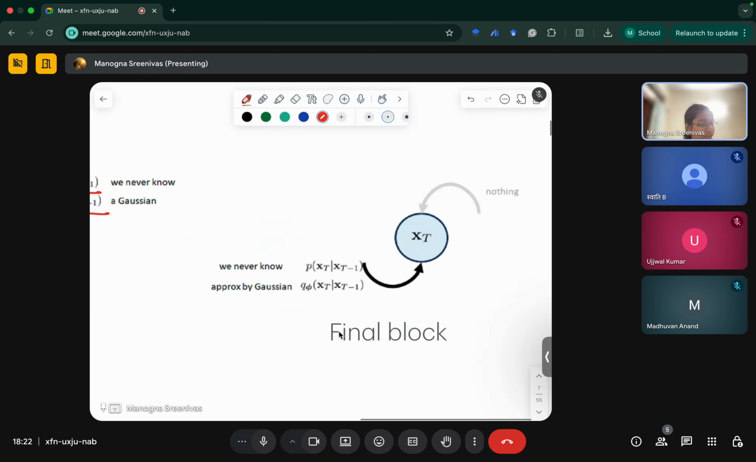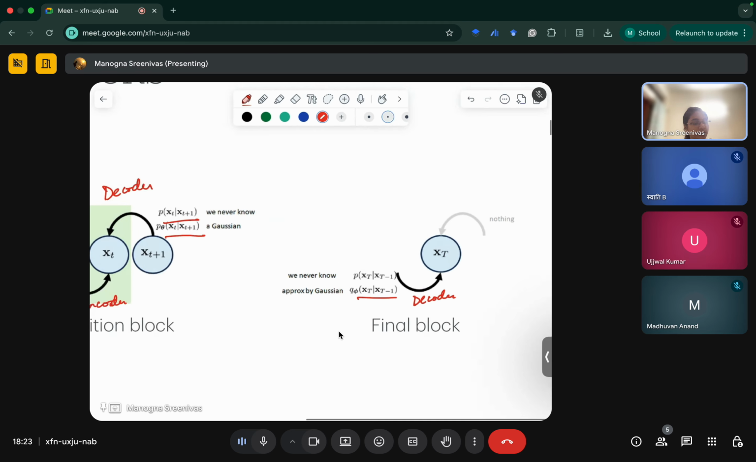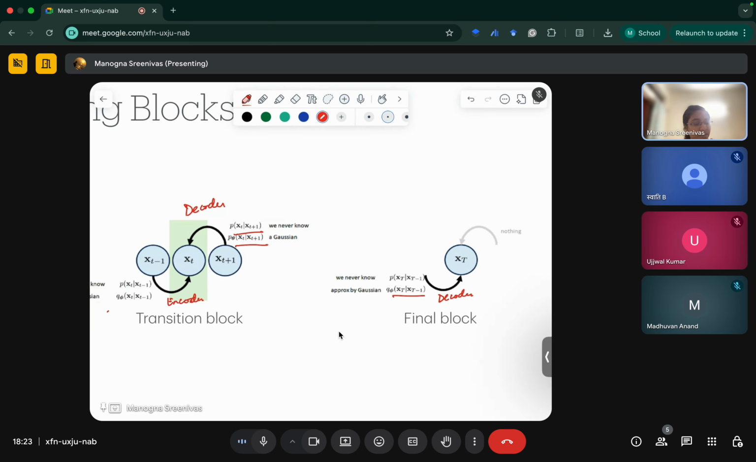And this is the final block. This is like the decoder part in VAE. From the previous time step xt minus 1 we are trying to model xt, and that is also approximated by a Gaussian. So all random variables, their conditional distributions, everything is modeled by Gaussians.